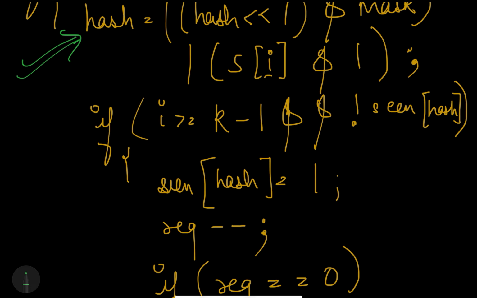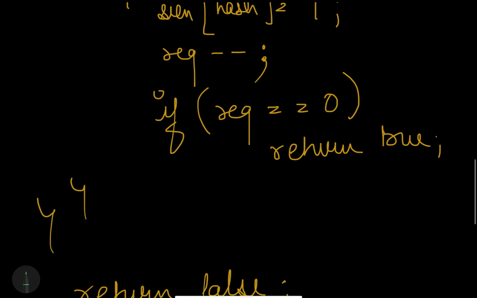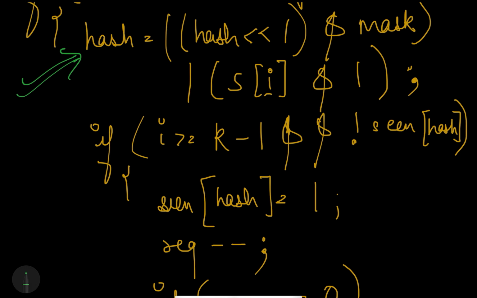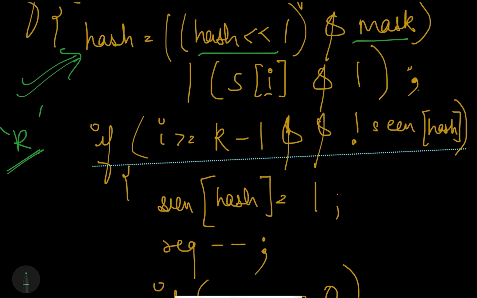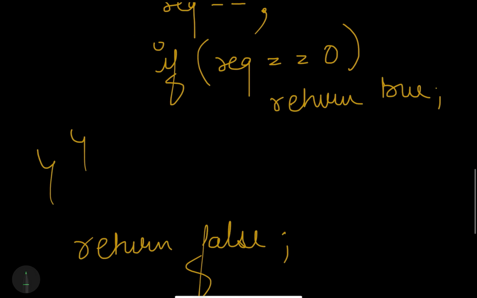This part shifts the previous bits to the left. And what does the and with mask do? It removes the extra bit, keeping the length to k only, because we have to find only those substrings whose length is k bits. And what does this part do? It adds the new bit from the right side. So or with s[i] and 1 adds the new bit. So that was the core logic.